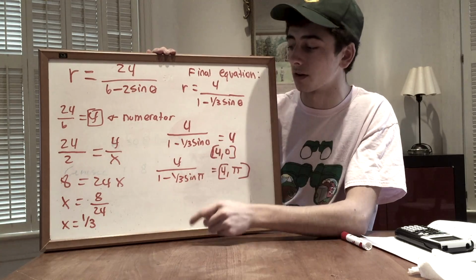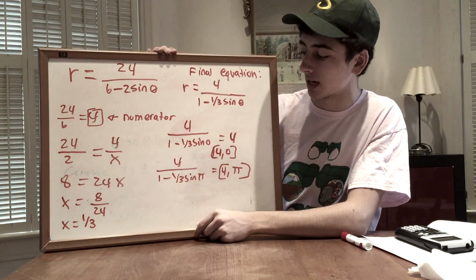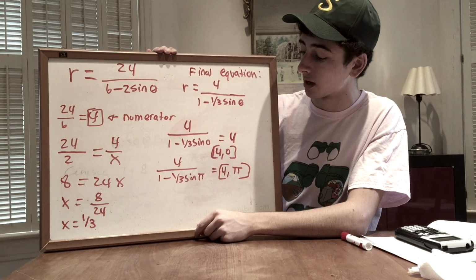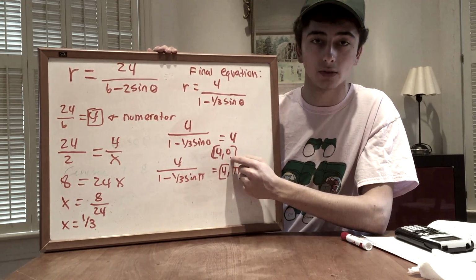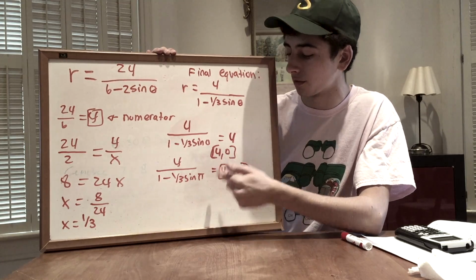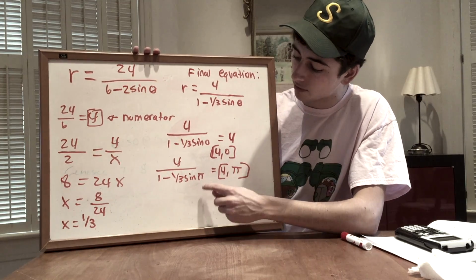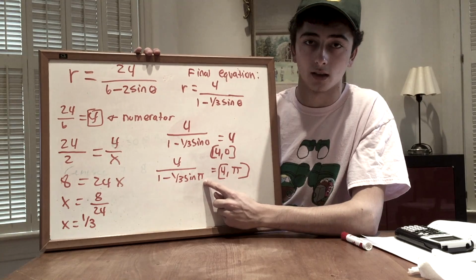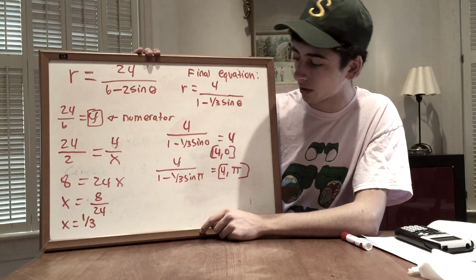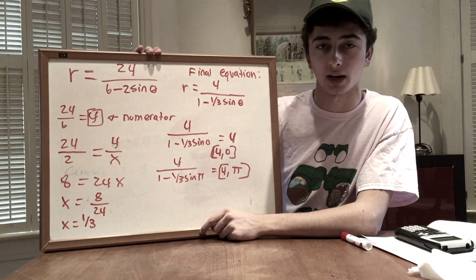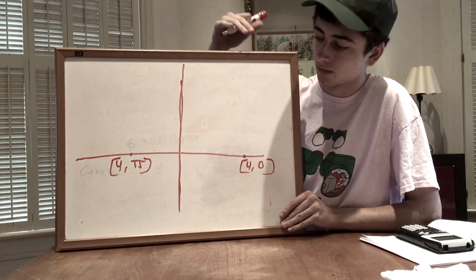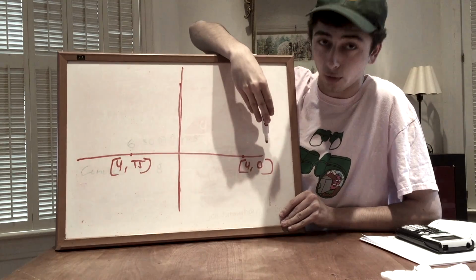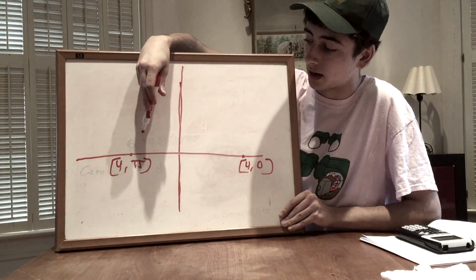So here we plug in 0. 4 over 1 minus 1/3 sine of 0 gives you 4. So if theta equals 0, R equals 4, we have the point 4, 0. Now we have the point when theta is equal to pi. 4 divided by 1 minus 1/3 sine of pi gives us 4, so the point 4, pi. Okay, so here's our point 4, 0, and here's our point 4, pi.